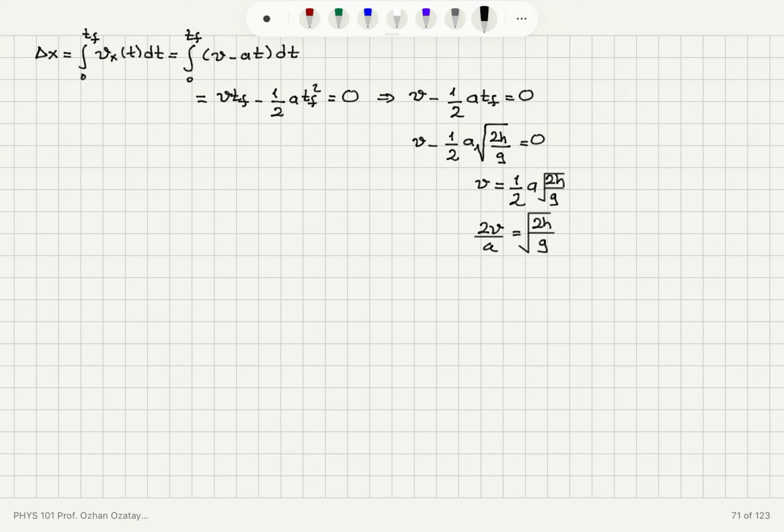Okay, and therefore we can solve for h from here. If I take the square of both sides, 4v squared over a squared equals 2h over g, and you can see that this 2 makes this 4 a 2, and therefore I obtain the height h to be 2gv squared over a squared.